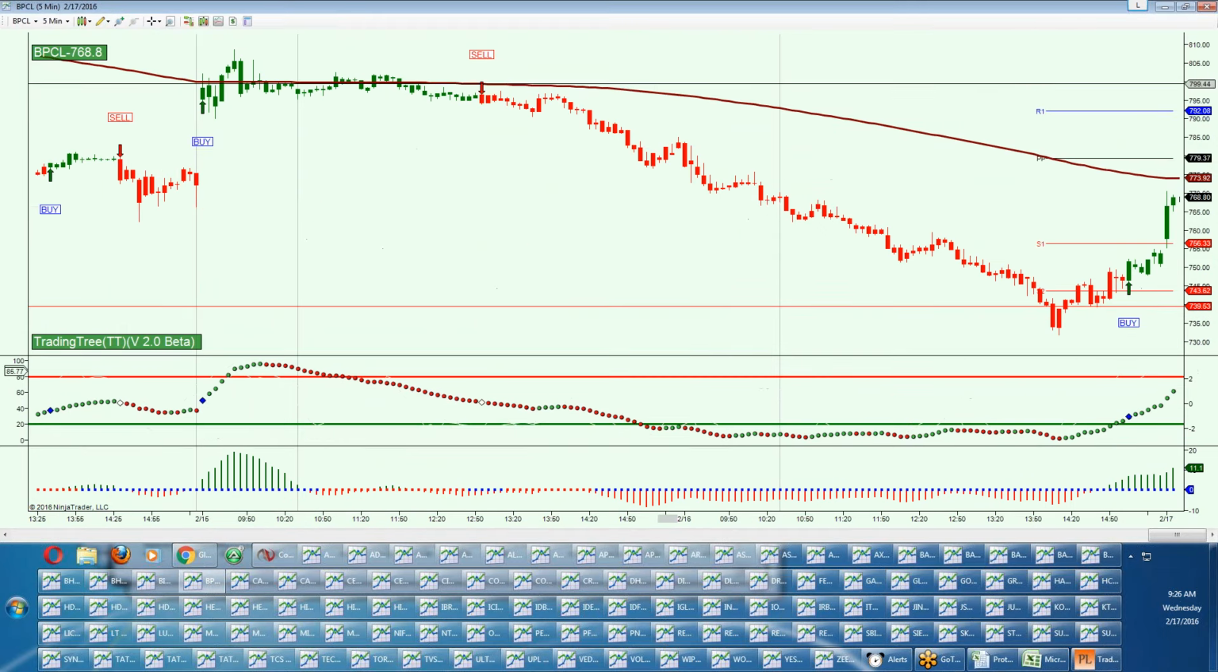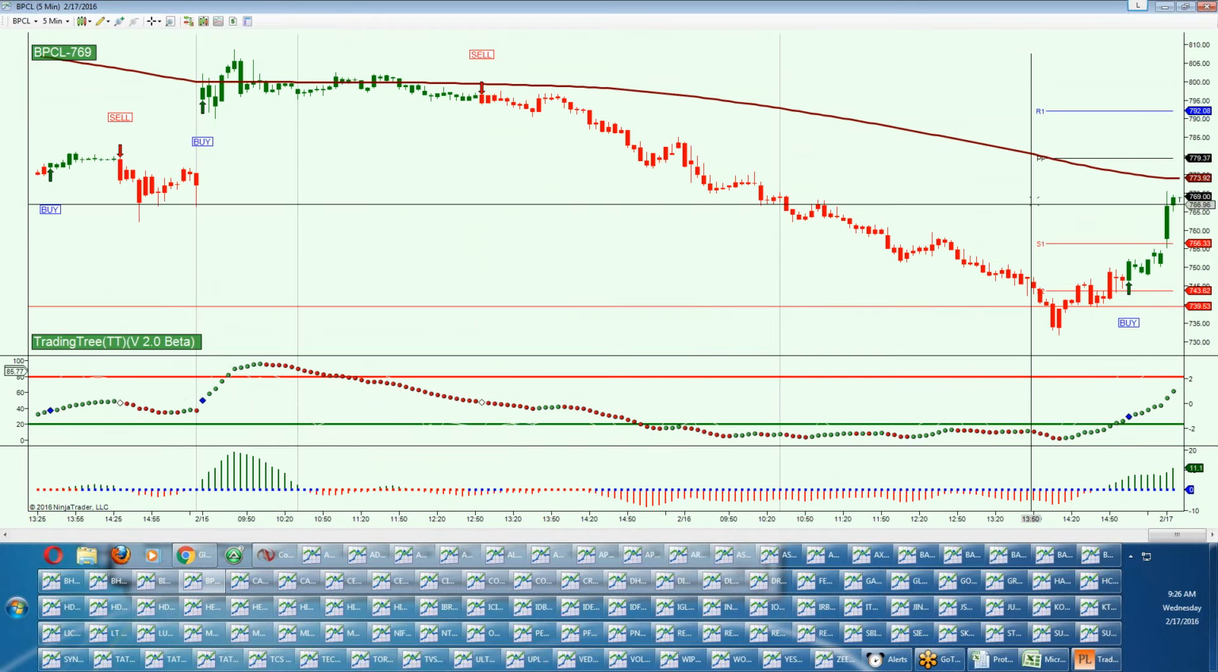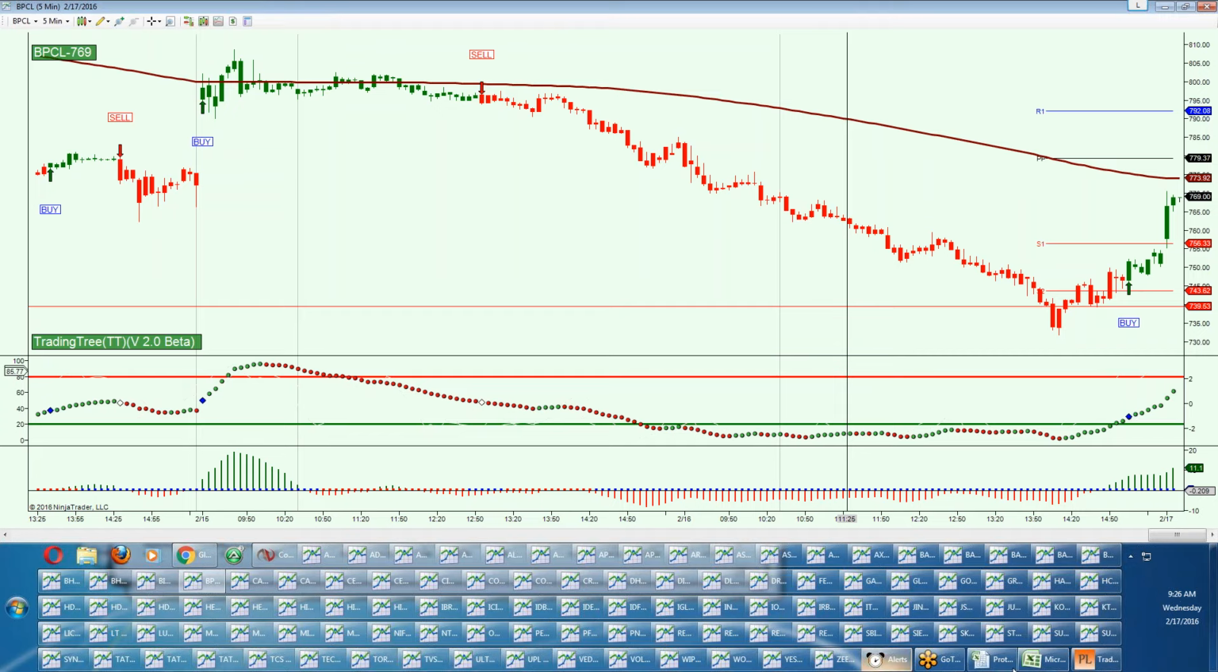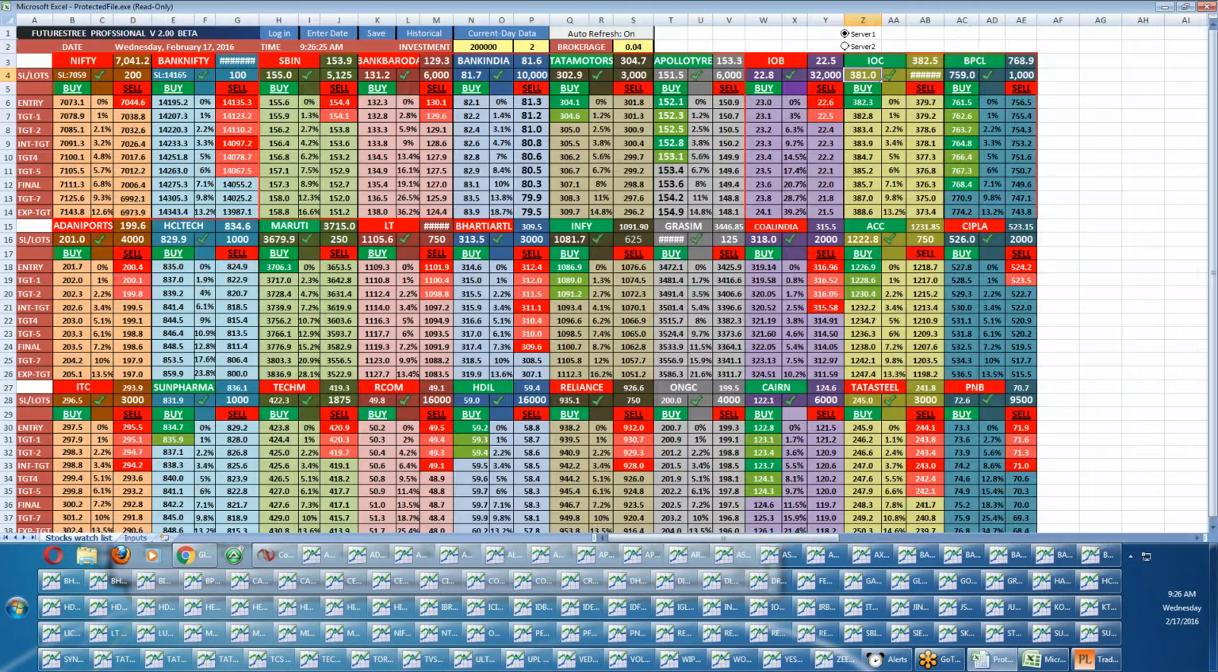So BPCL is a gap up open. You can still consider buying BPCL because you know the trend here, and the whole complete oil and gas pack is in green. So ACC can make its intermediate target. HCL Tech, we should be getting a buy here. 835 is your buy.